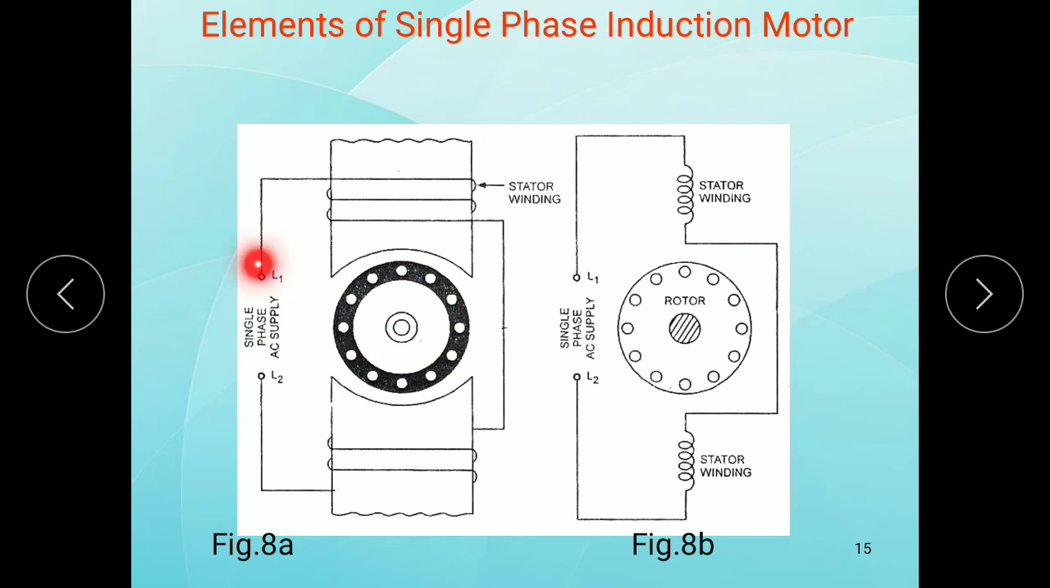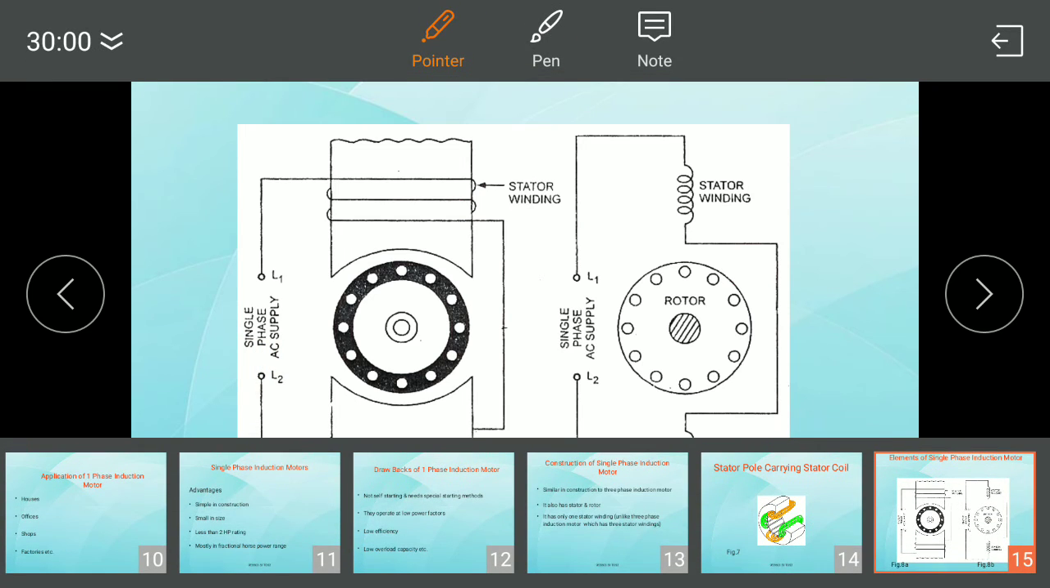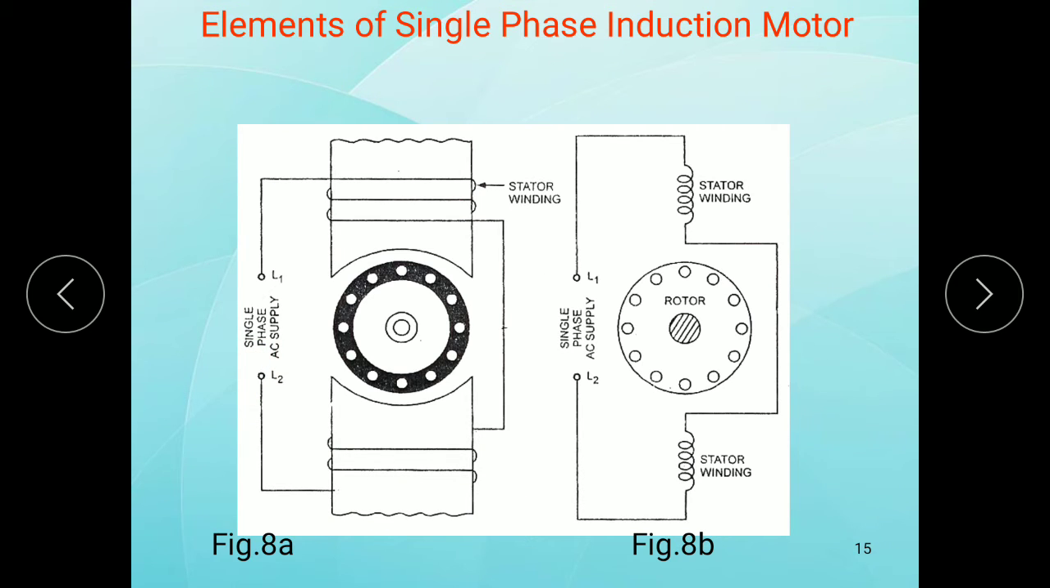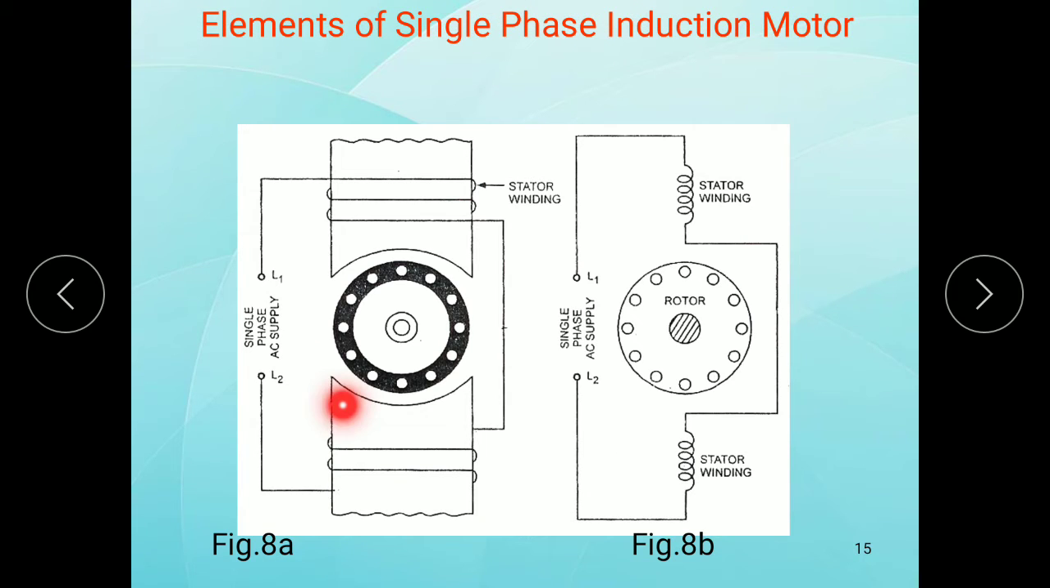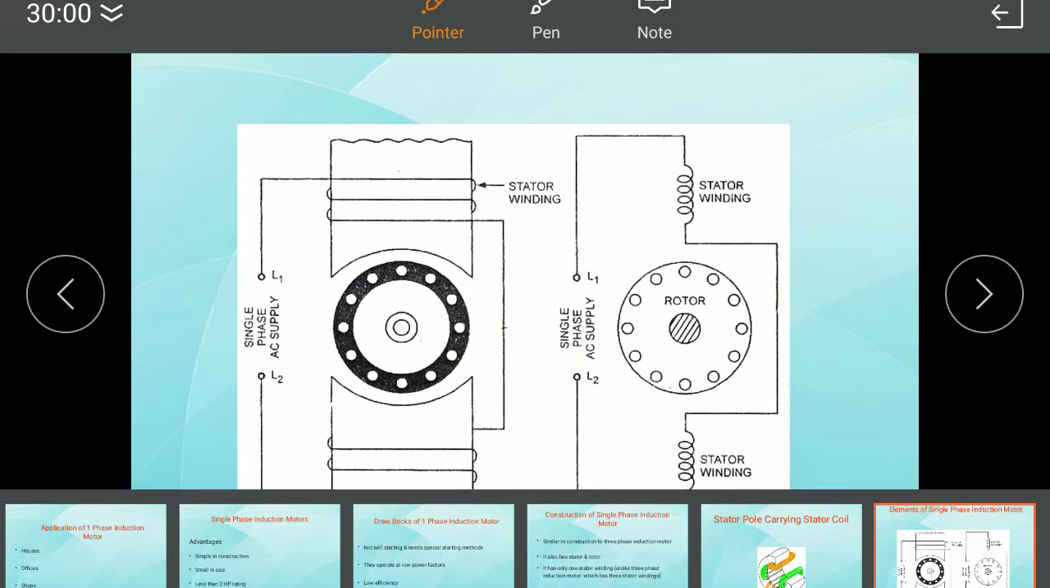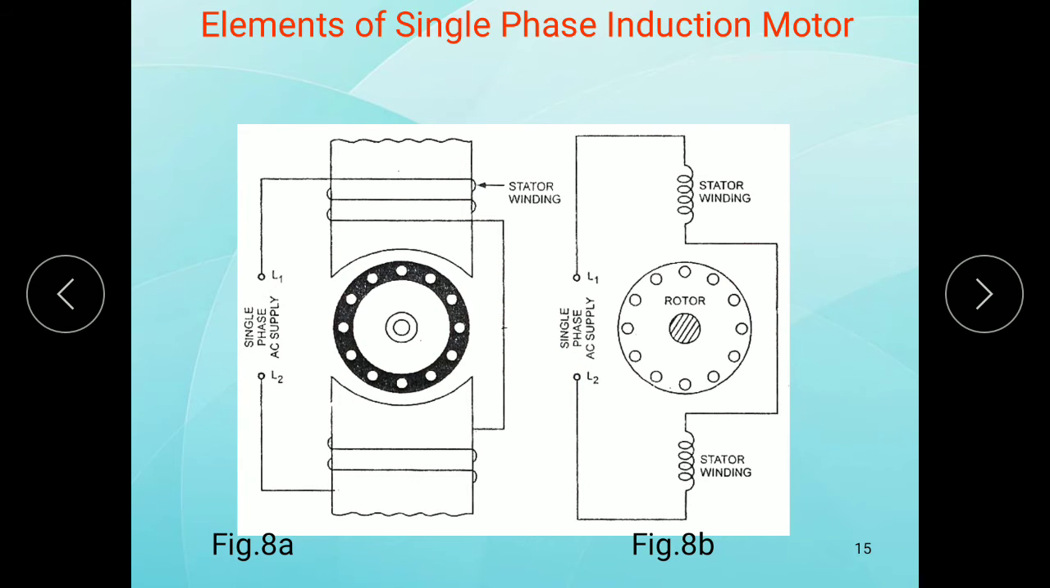Here this is the supply. The winding is connected to the stator, so the supply is connected to the stator. Observe this one: single phase AC supply L1, L2, and this is called the stator winding, and this is the rotor.